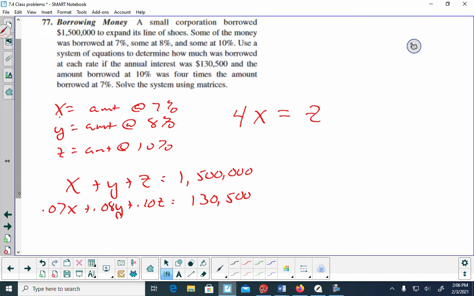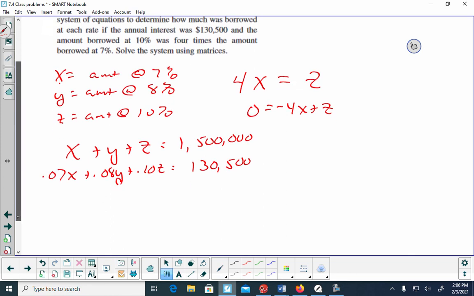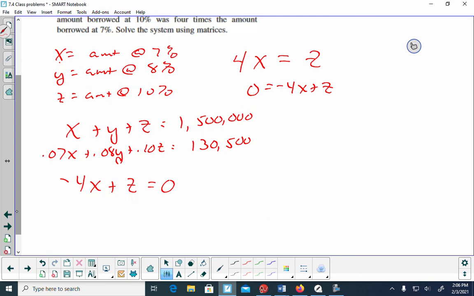So what I did, and I don't know why I did this, I said 0 is equal to negative 4x plus z. And I don't know why I went that way, but I did. So this is negative 4x plus z is equal to 0. You could have 4x minus z. So you're going to have the same thing as the answer, just a few different steps.